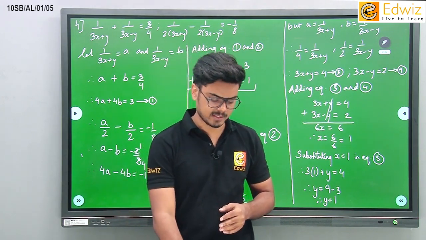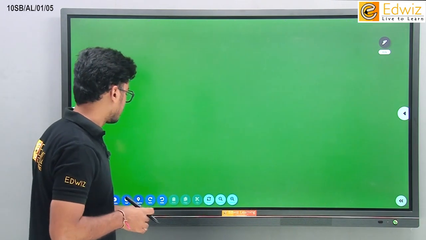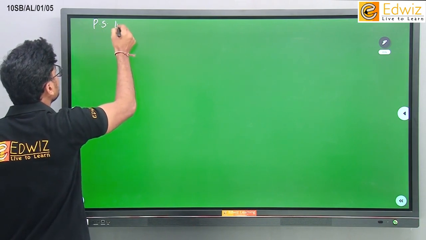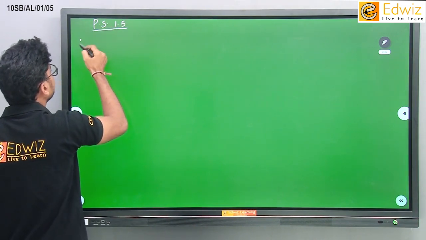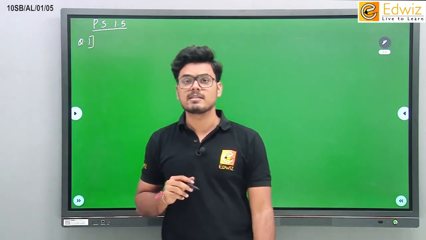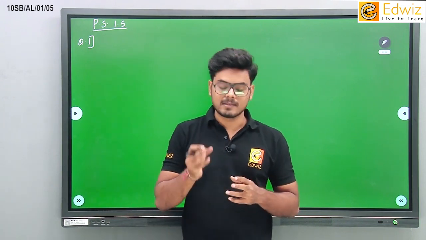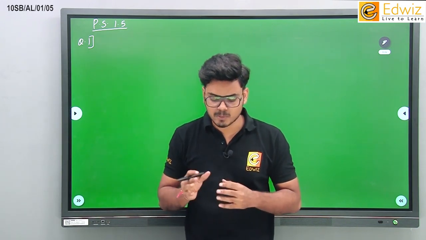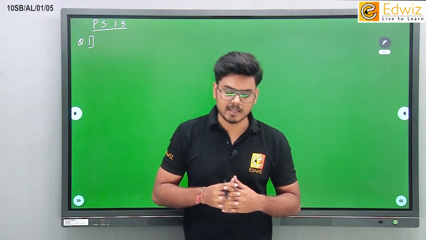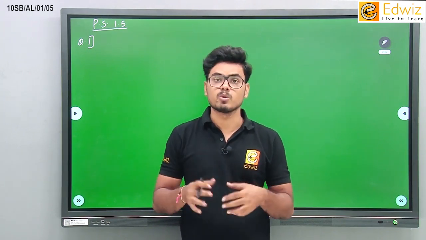Let us look at the very first question in practice set 1.5. It is on page 26 of your textbook. I'll just read the question for you. Two numbers differ by 3. The sum of twice the smaller number and thrice the greater number is 19. Find the numbers.